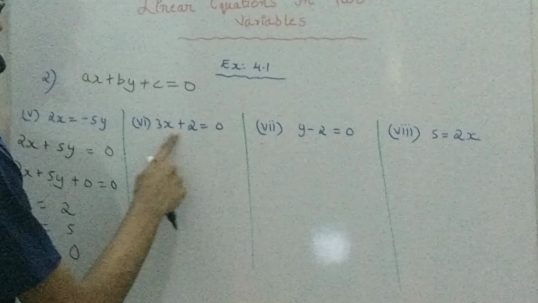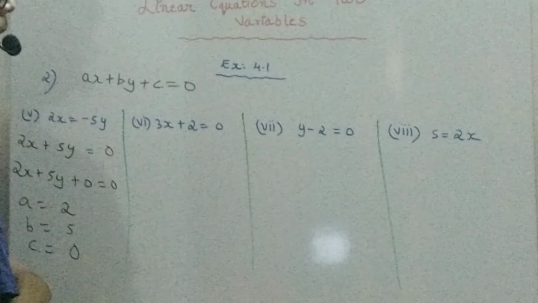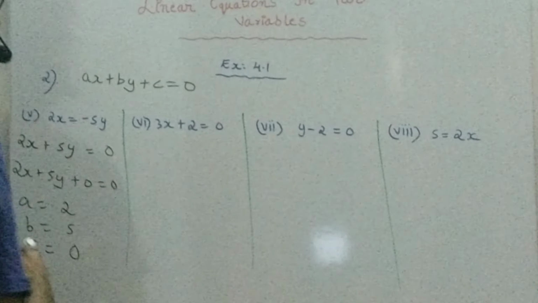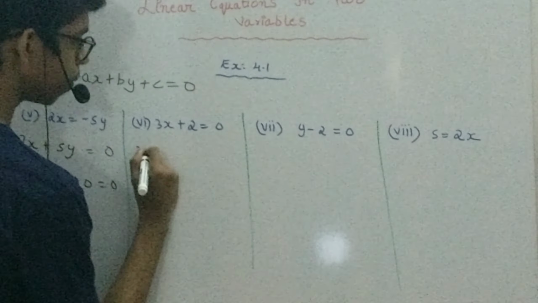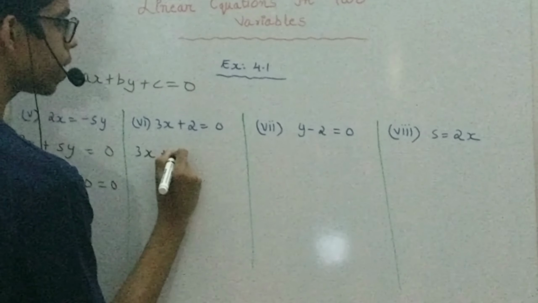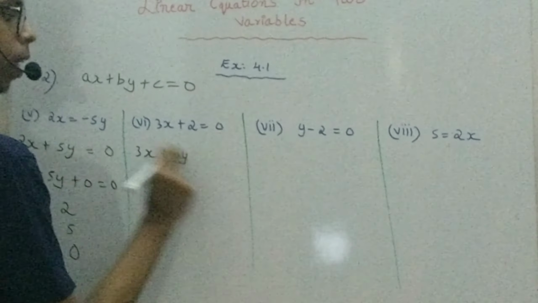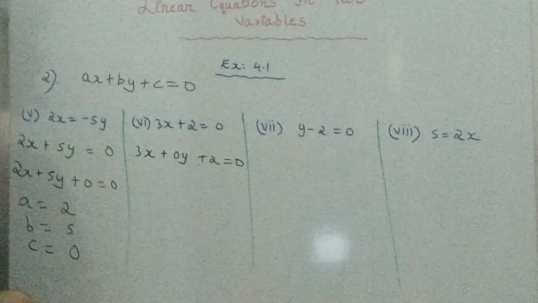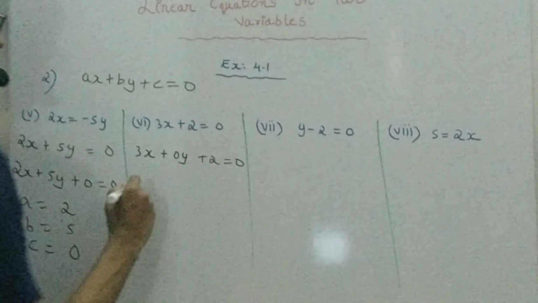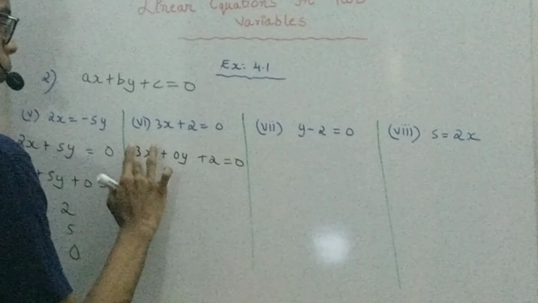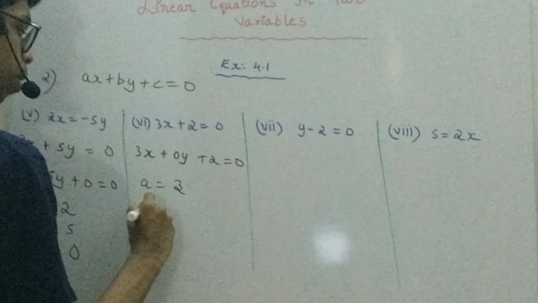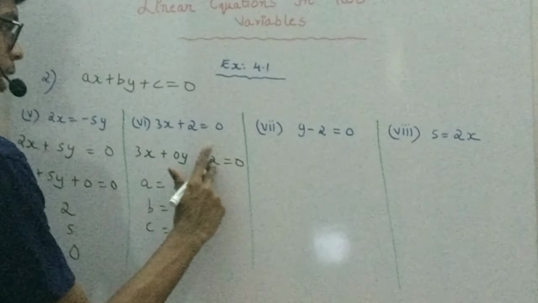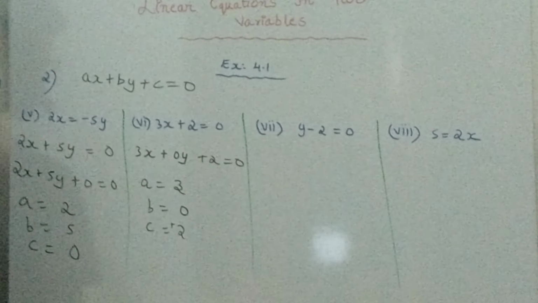Okay, next one, 3x plus 2 is equal to 0. Now here if you see, the y term is missing over here. So since the y term is missing, we can write 3x plus 0y. 0 into y is 0 itself. Plus 2 is equal to 0. Isn't it? Now from here we can write a. A is the coefficient of x, that is 3. B is the coefficient of y which is 0, and c is the constant term which is plus 2.